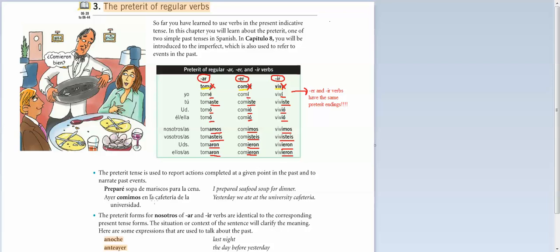And we already went over when we use the preterite and the imperfect. The only thing to note down here is that for the ARs and the IRs, the present tense form endings are the same as it was in the present tense. But other than that, there's nothing new. So let's do a little bit of practice with these endings.